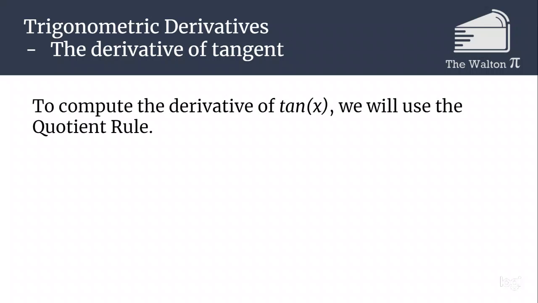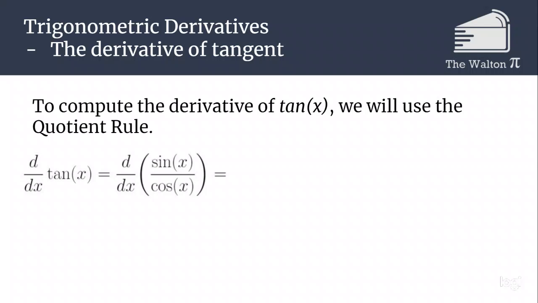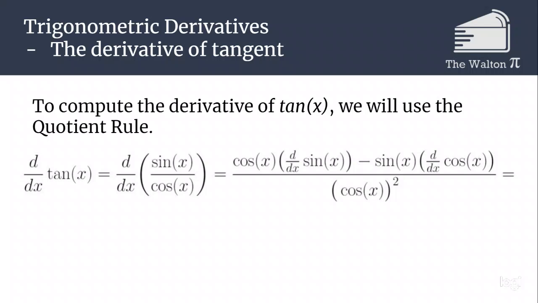So if we want to find the derivative of tangent of x, we're going to be using the quotient rule to do this. The tangent of x can be rewritten as sine of x over cosine of x, so we can now use the quotient rule to find the derivative of that. It's going to be cosine of x times the derivative of sine of x minus sine of x times the derivative of cosine of x all over cosine squared of x. So low d high minus high d low all over the bottom squared. It's going to be the same pattern every single time we take the quotient rule.